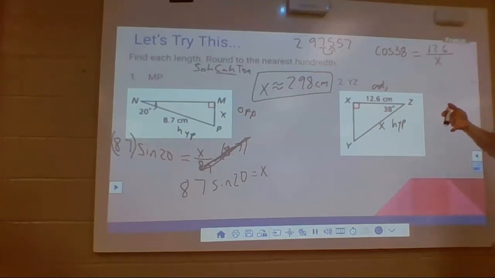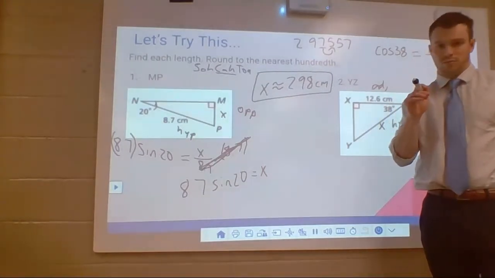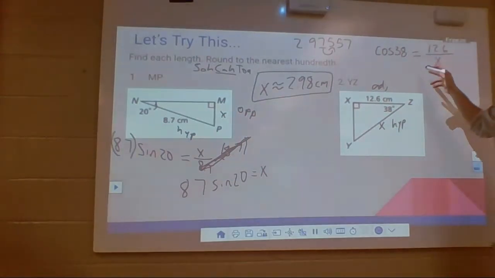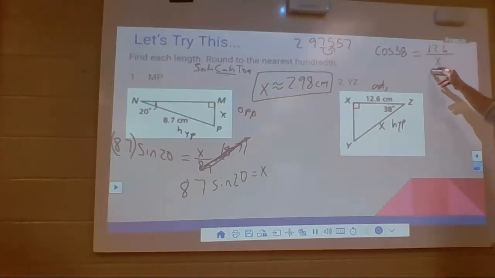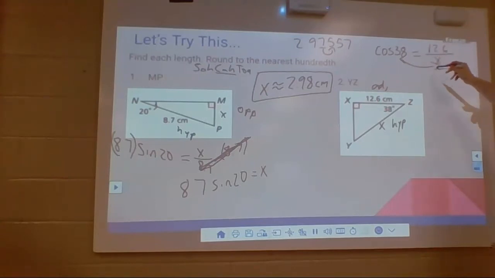Now, I can explain in class how this works in a little more detail, but I know you don't want to watch an extra like 3 minutes of this video. So I'm going to show you a quick trick. You might want to write this down. When the variable, which is x, is in the denominator, you can just swap. We can swap what's on the other side of the equal sign with what's in the denominator. So I'm going to end up saying x equals 12.6 divided by cosine of 38. You see how the x and the cosine of 38 switch places?